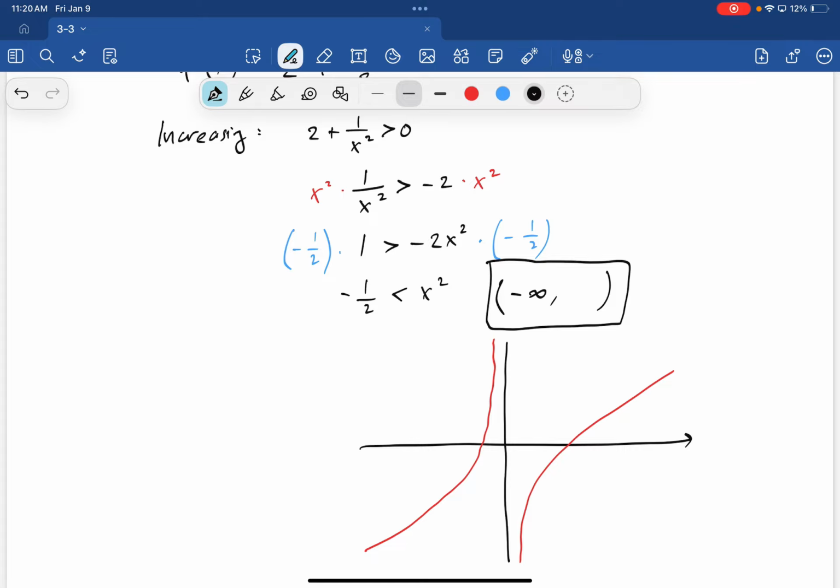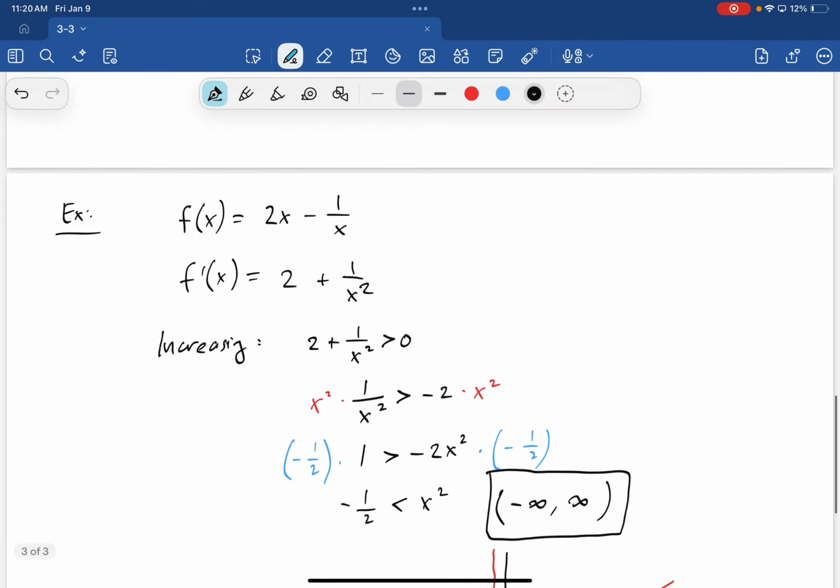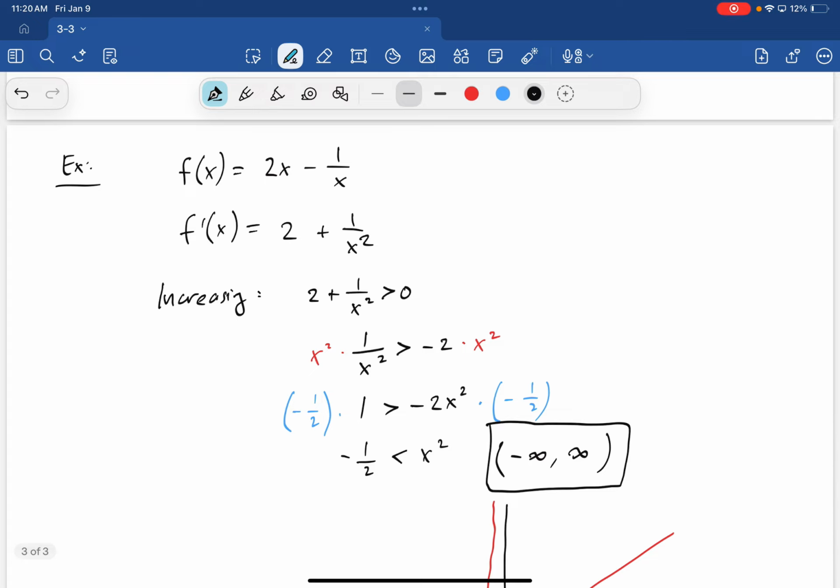Question. When you take the derivative of the fraction, how do you get there? This is 2x minus x to the negative 1. And then I do power rule on both of them. So this becomes a 2. This becomes negative x to the negative 2. And so I have 2 minus negative x to the power of negative 2. So then you move the negative in front, so it'd be plus x to the negative 2, which is 1 over x squared.